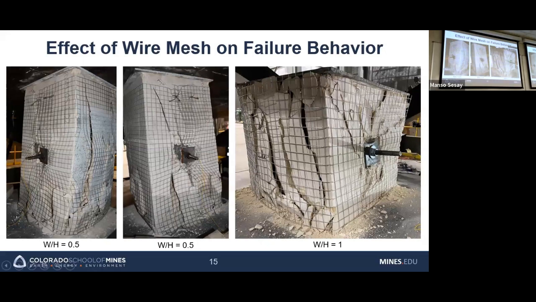But the thing is, the failure of the wire mesh, if you see, they mostly fail from the corner where we have higher stress concentration. And this is a very low diameter and low strength wire mesh. And that's why we see so much failure of the wire mesh. However, it gives us some understanding of how the wire mesh were able to contain the spall material, and then they can provide some confinement to the specimen.